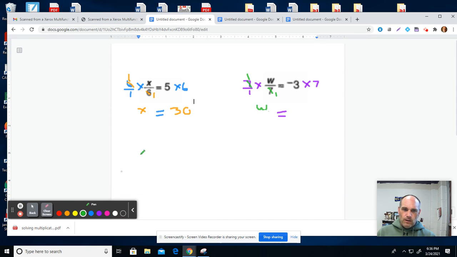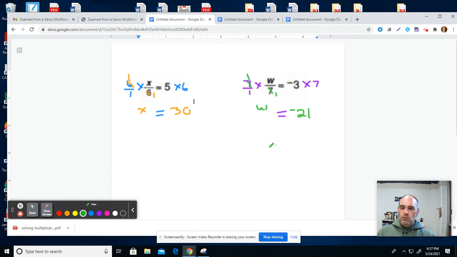Now don't forget, we also have to do the right-hand side. Negative 3 times 7, well, 3 times 7 is 21. The signs are different, so it's a negative 21. And if I were to put negative 21 into this, this would be negative 21 divided by 7, which would be a negative 3. So we've got 3 different types of problems.